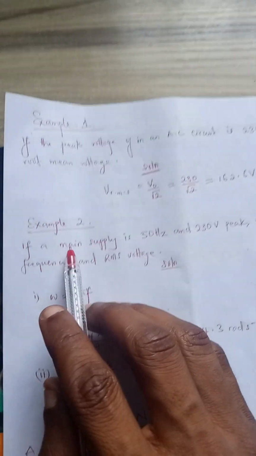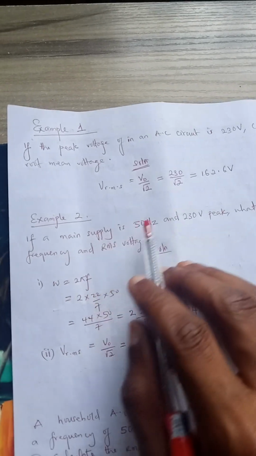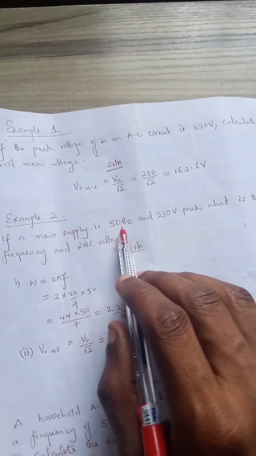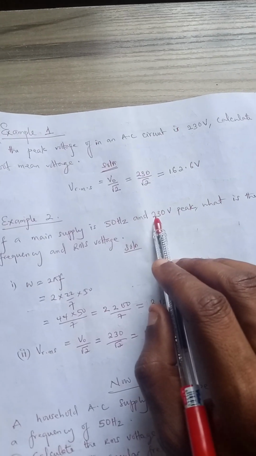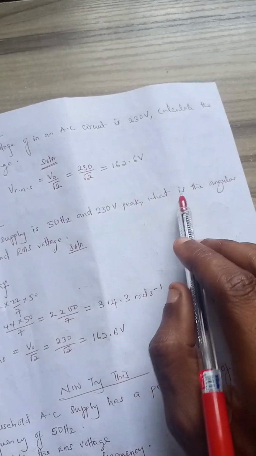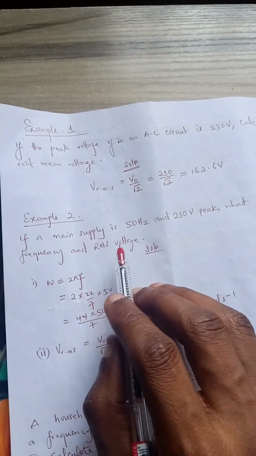Then look at example 2. Example 2 says if a main supply, that is the main current supply, is 50 Hz. Don't forget that Hz is the unit of frequency. And then the peak voltage is 230 volts. What is the angular frequency and the root mean square voltage?